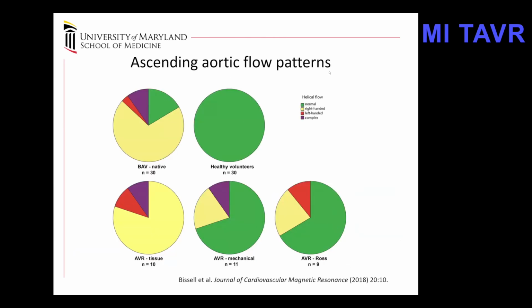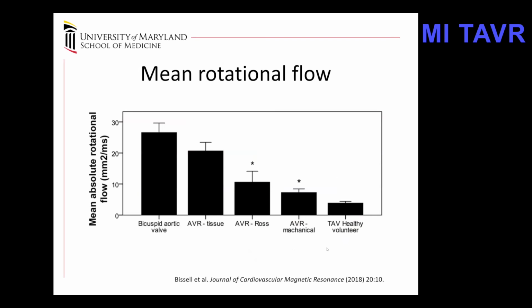And if we look at ascending aortic flow patterns in the context of these different types of valves, we can see healthy volunteers have normal helical blood flow, whereas the bicuspid has markedly abnormal helical blood flow pattern, and so do all bioprosthetic valves over here on the left. But strikingly, you'll note that the blood flow patterns are much more normalized in the context of a mechanical valve or a Ross procedure than they are any bioprosthesis. This is reflective of the stent frame within which these valves sit.